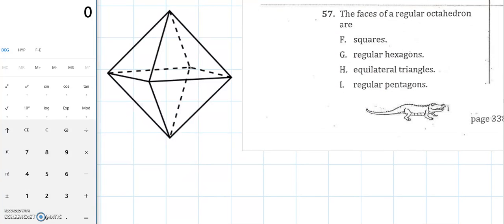Now for number 57, I know you didn't have to do it, but in case you want to know what these shapes are, and they do pop up eventually on your EOC, an octahedron is a shape that looks like the one right here on the left. It has 1, 2, 3, 4 sides at the top and 1, 2, 3, 4 sides on the bottom for a total of 8 faces. Now the question asks you what are the shape of each of the faces? Choice H. They're each equilateral triangles. All right, so in case you wanted to know what that's going to look like and what the answer would be, it's going to be choice H.